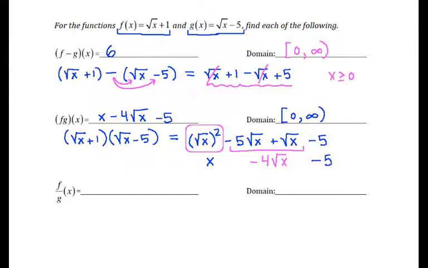For f over g of x, I'm going to again take f of x and put it over g of x. And in this case, there is no simplifying that can be done. Most of the work here is going to come from the domain. The fact that I have square root of x on the top and bottom tells me that x can't equal 0.